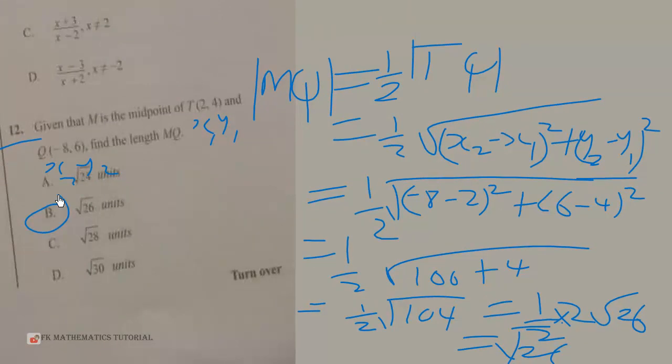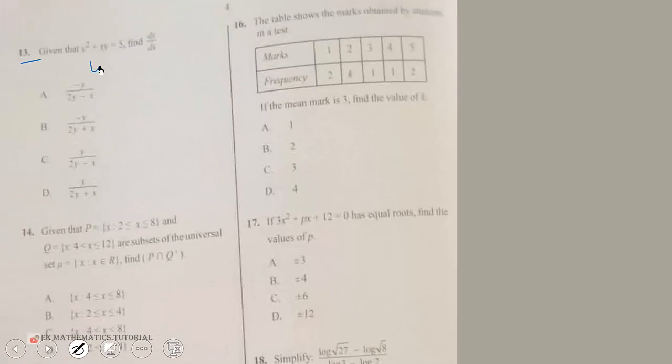So let's look at number 13. Given that y squared, sorry for the picture not being clear, the question is not being clear. So the equation is y squared plus xy is equal to 5. We are finding dy/dx.